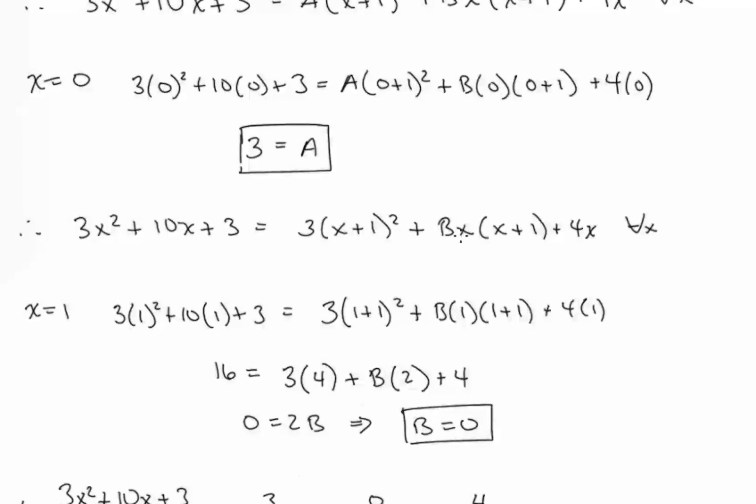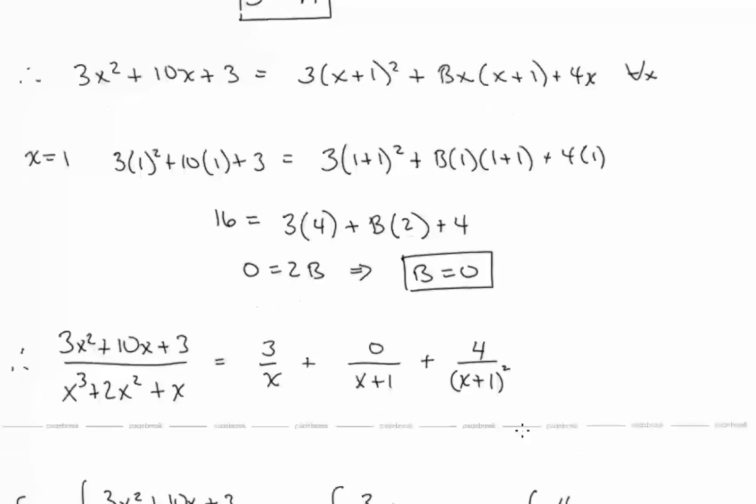So now we just need to solve for b. We can take any x value we choose. I like simple ones. I choose x equal 1 here. On the left-hand side we have 16. On the right-hand side we have 3 times 4 plus b times 2 plus 4. So we get 2b is equal to 0, or b is equal to 0. So that tells us that our partial fraction decomposition looks like this. And of course we're not going to include this middle fraction, but I just wanted to show it for completion.